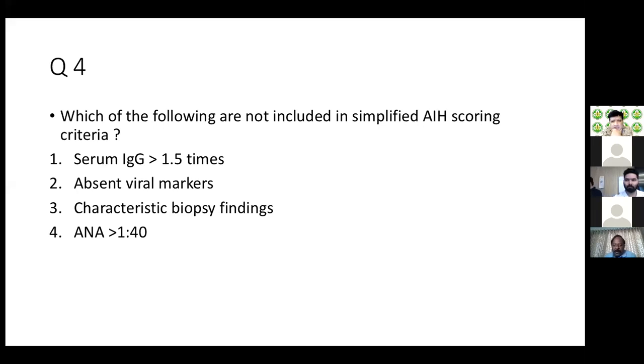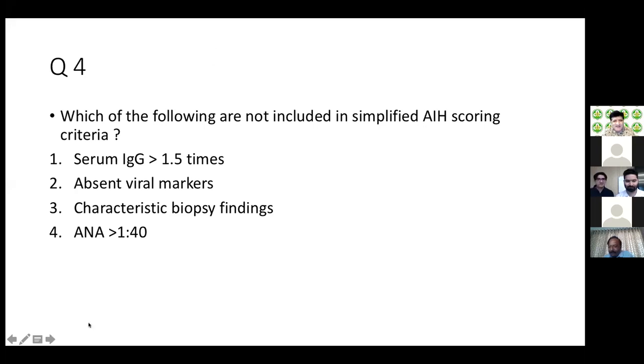Dr. Setu Babu, if you can read the answer. Actually, the response rate is close to 100% of people who answered. Serum IgG more than 1.5 times was answered by 50%, absent viral markers 10%, characteristic biopsy findings 16%, and ANA 1:40, 24%. I think the sensitive point everybody was mentioning is about IgG more than 1.5 times. Here we have a funny thing, it is totally not 1.5. We have a very difficult situation there, and Aman seems to have been caught by the IgG levels, which was marked. Okay, so can we go further?